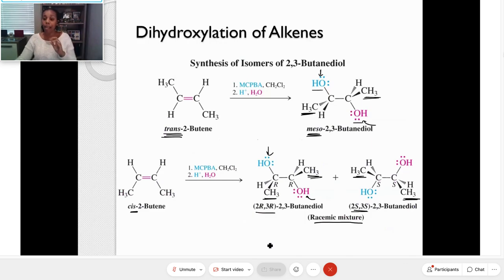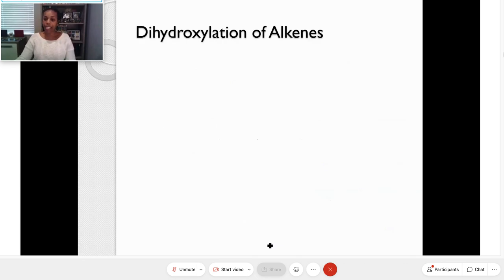So I would say drawing the mechanism is going to be the best way for you to make sure that you are drawing the right stereochemical outcome. So let's draw the mechanism here for this. I'm going to skip this first mechanism step because I've already shown you that. Just for the sake of time, you know that you're going to be making this oxycyclopropane. I want to show you the mechanism for the next step.